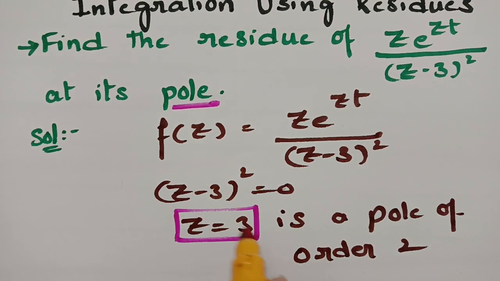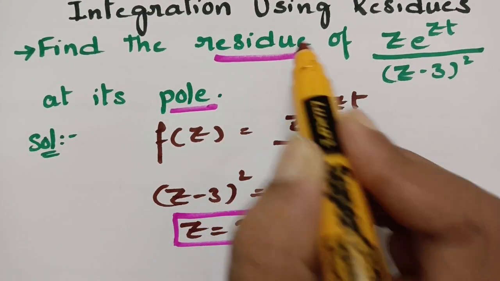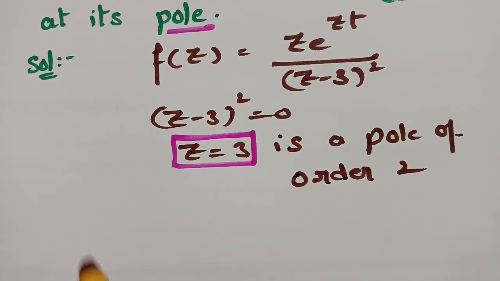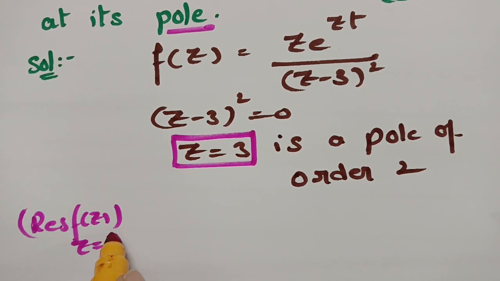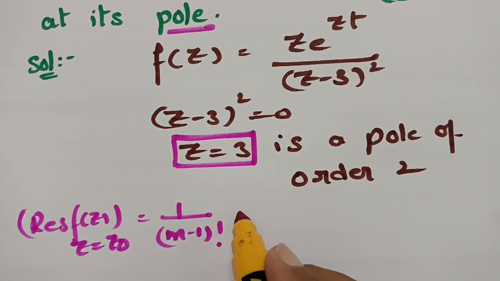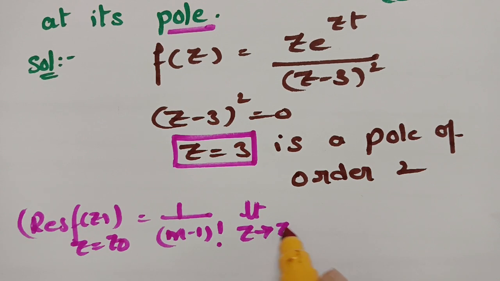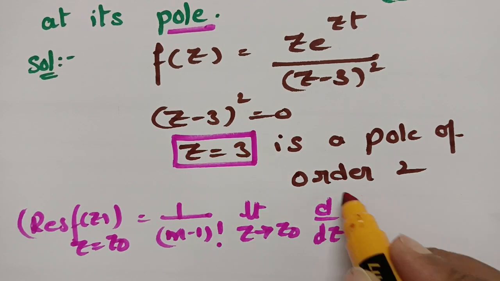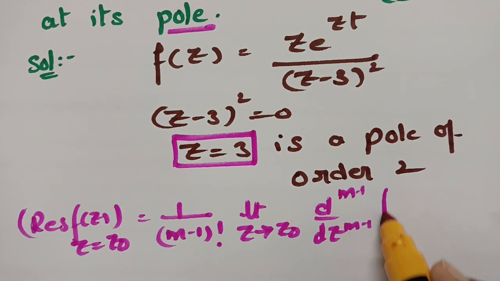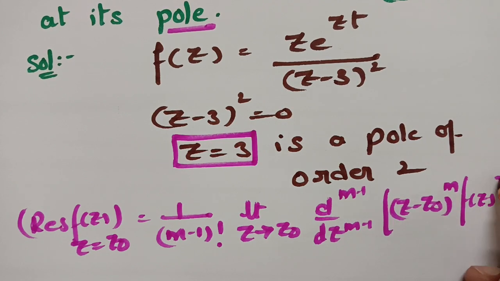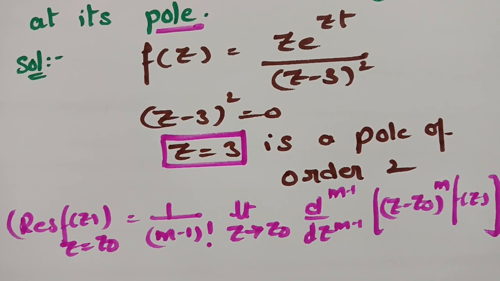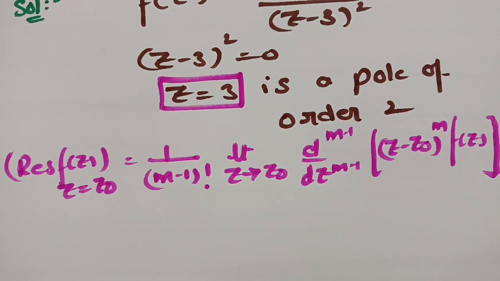After finding z = 3 as a pole of order 2, we have to find the corresponding residue for the given pole. What is the formula for finding the residue? The residue of f(z) at z = z0 is 1/(m-1)! times the limit as z tends to z0 of d^(m-1)/dz^(m-1) of (z-z0)^m f(z). Clear?